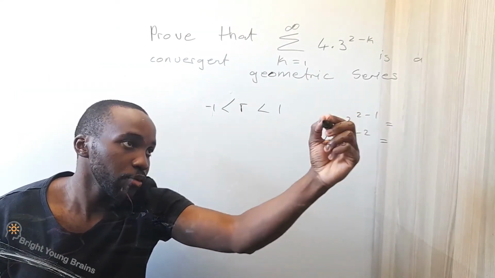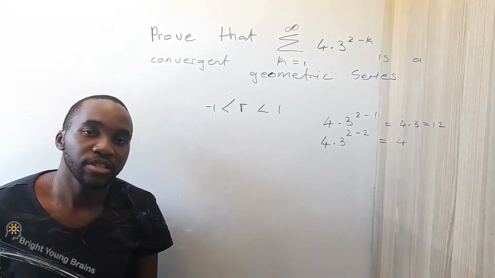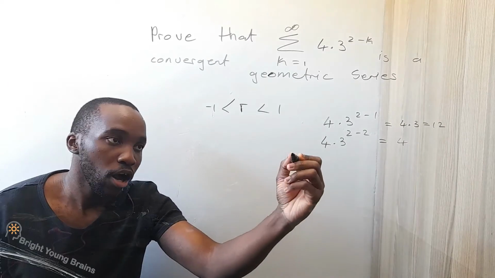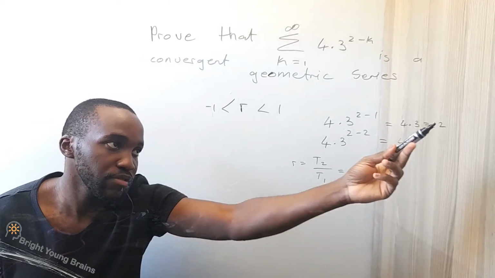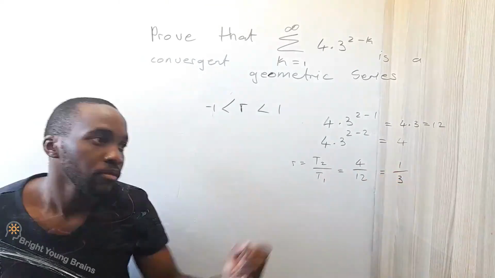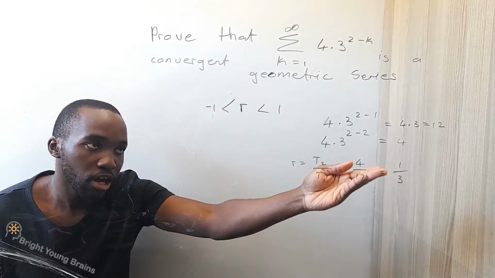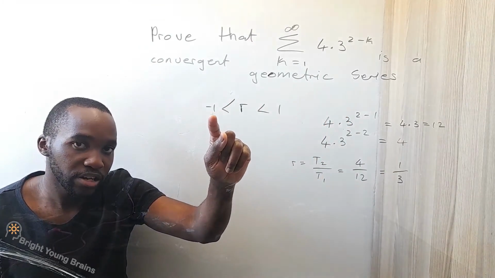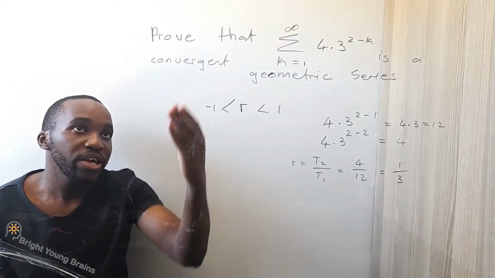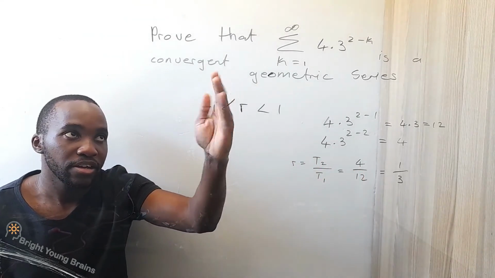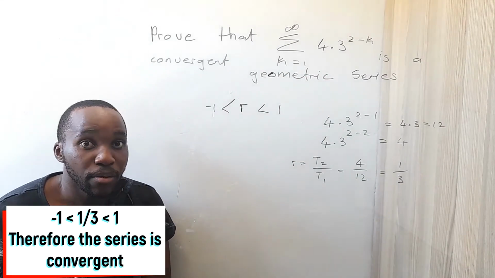These two values here, the first one is just a 12, the second one is just a 4. So we can work out our value for r by doing the second term divided by the first one, which is 1/3. So our value for r is a third. And if you check, our value for r is definitely bigger than -1 and smaller than +1. We have technically proven that this is a convergent geometric series. That's it. 3 marks, I know.